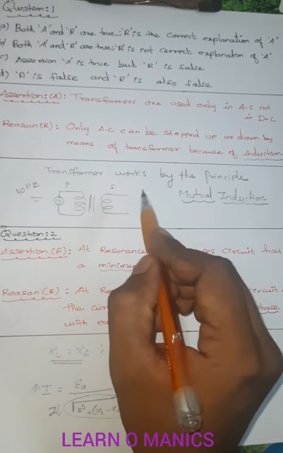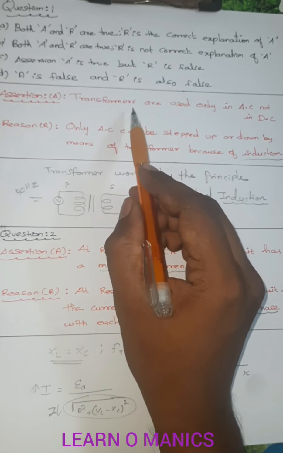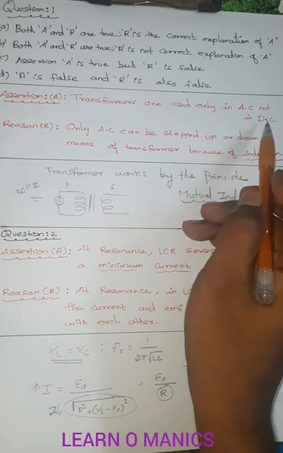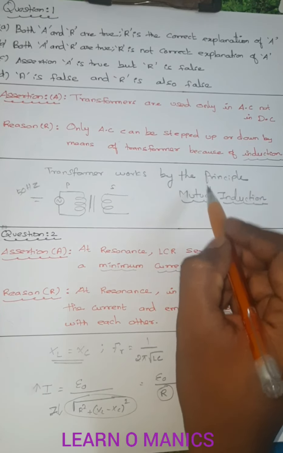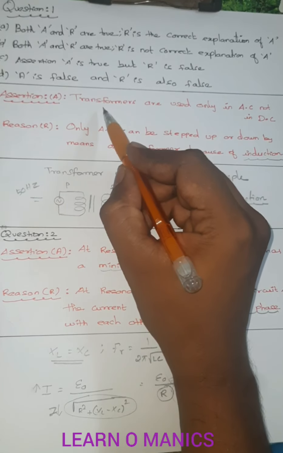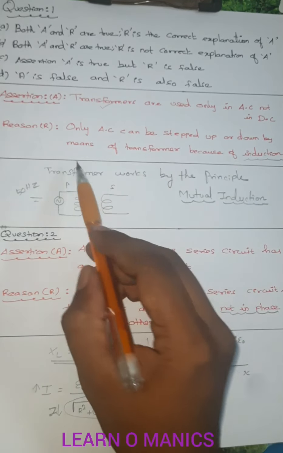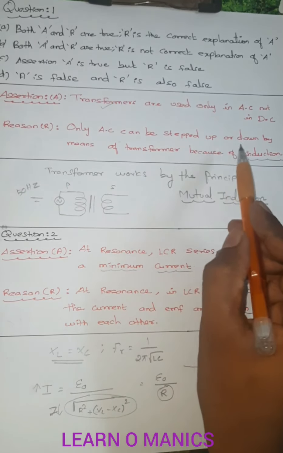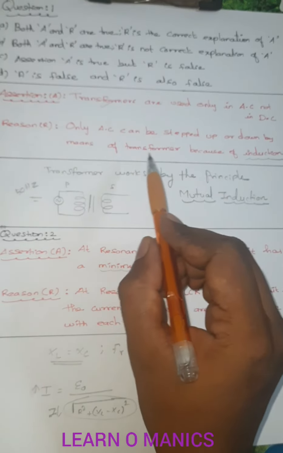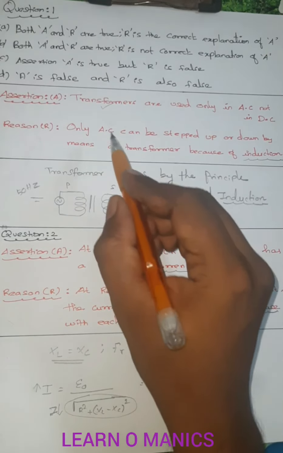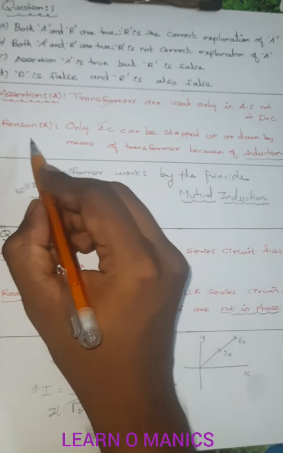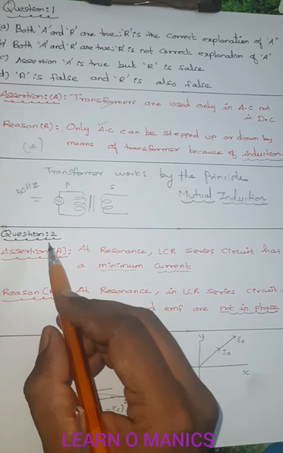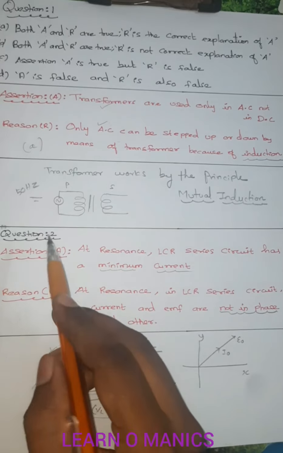With this explanation, if you think about the two statements, the transformer is used only in AC, not in DC. Yes, because with DC we can't make mutual induction. That means DC can't work. So the assertion is true. When we think about the reason, only AC can be stepped up or stepped down by means of a transformer because of induction, that's also true. So we can go for option A. Option A says both assertion and reason are true, and the reason is the correct explanation of the assertion. Then we'll go to the second question.